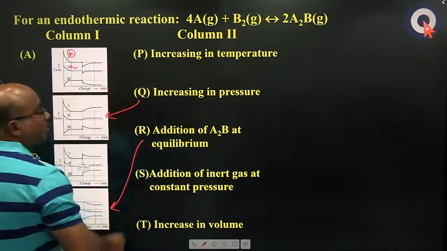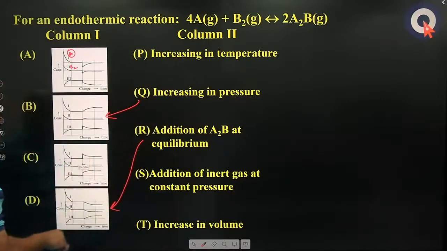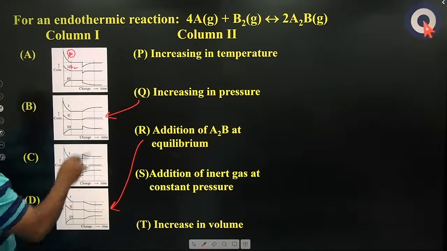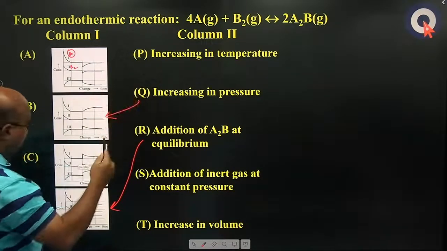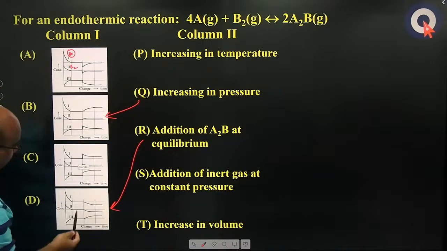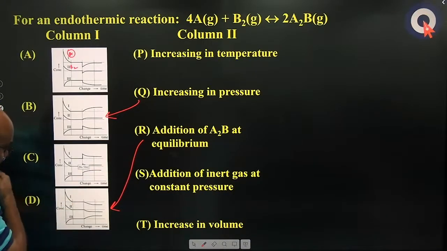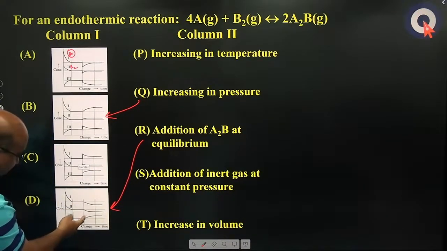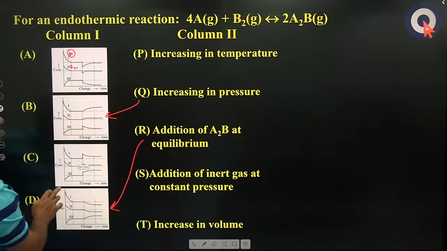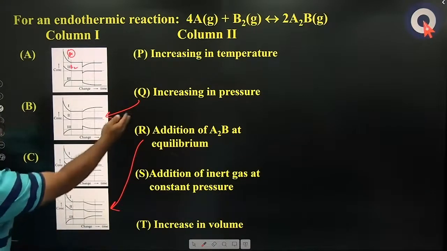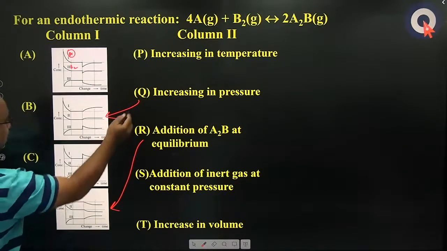So here, what should happen? A2B should decrease, and immediately A and B2 values should increase. So where is it now? A2B is decreasing. When inert gas is added, the reaction starts moving in the backward direction. So this is increasing, this is decreasing, this is decreasing. Clear? So this Q is also indicating this.